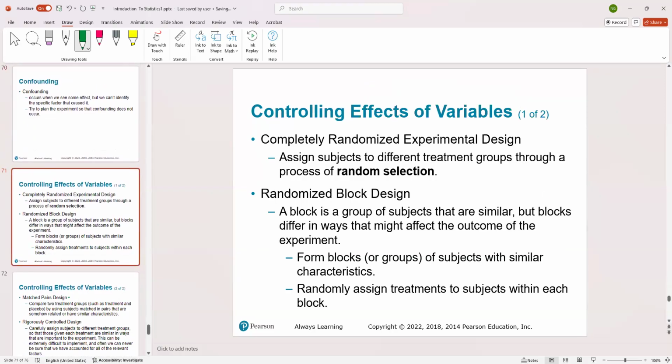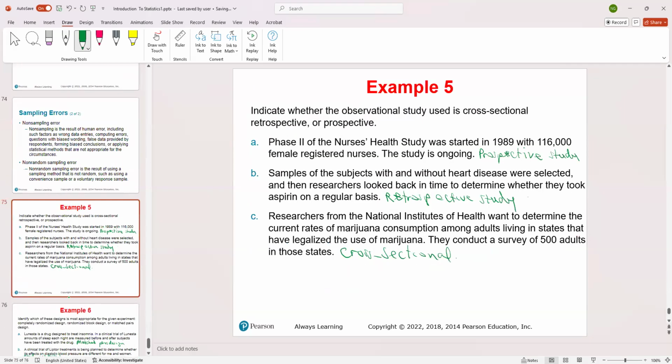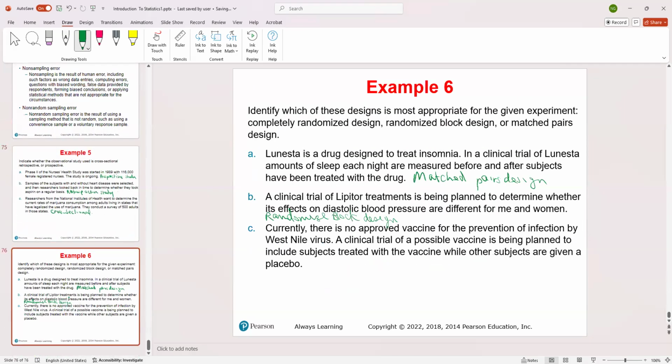A block is a group of subjects that are similar, but blocks differ in ways that might affect the outcome of the experiment. So form blocks of subjects with similar characteristics, then randomly assign treatment to subjects within each block. So that's exactly what happened here. This one is being planned to determine whether its effects on diastolic blood pressure are different for men and women. Sorry, it's for men and women. Okay.